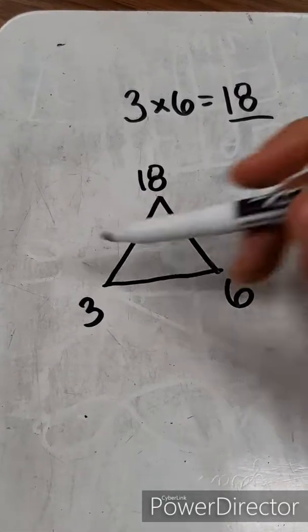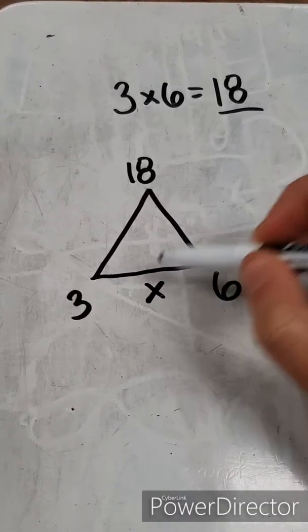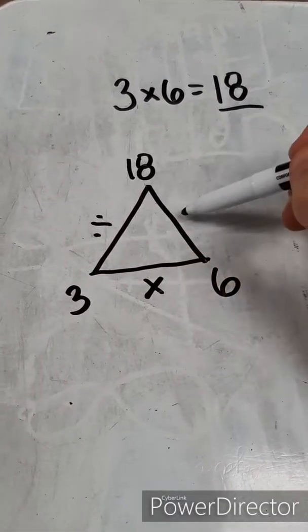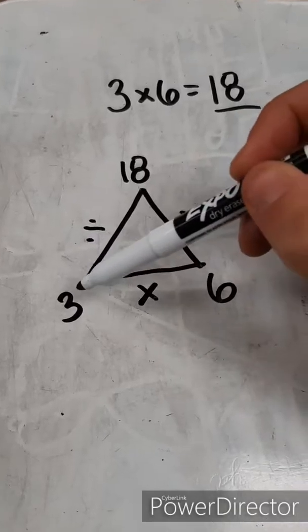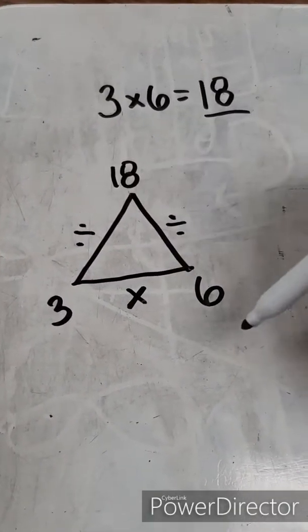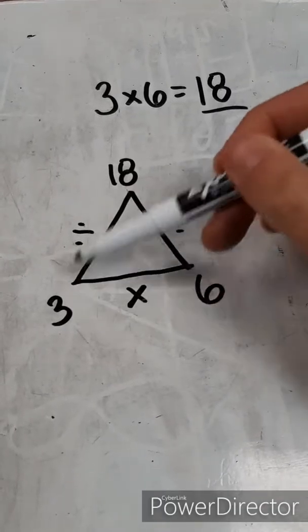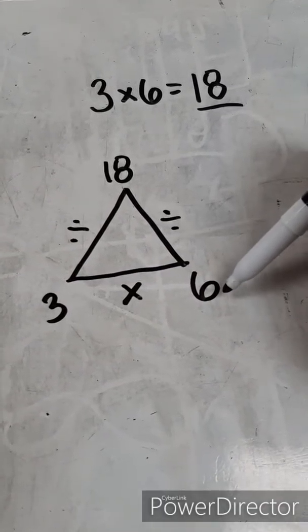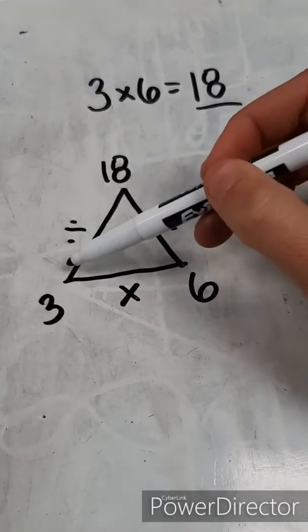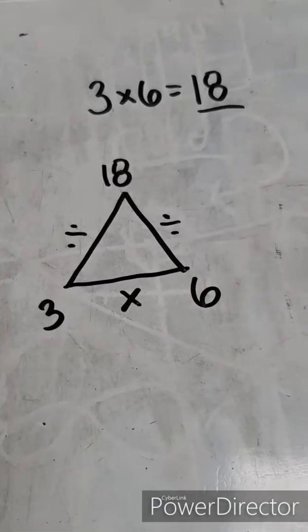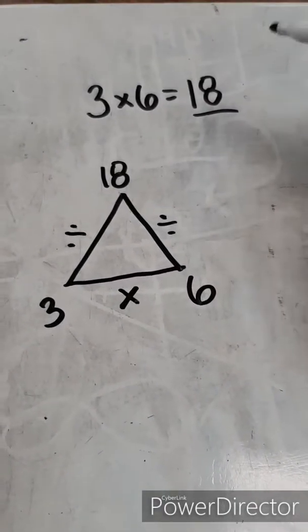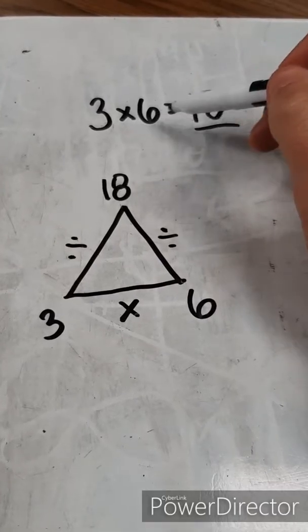The reason I like to do the triangle is at the bottom it's going to show multiplication and the sides show division. That means we can do 3 times 6 equals 18. We can do 6 times 3 equals 18. Or if we're going down the slopes, we would say 18 divided by 6 equals 3, or 18 divided by 3 equals 6.